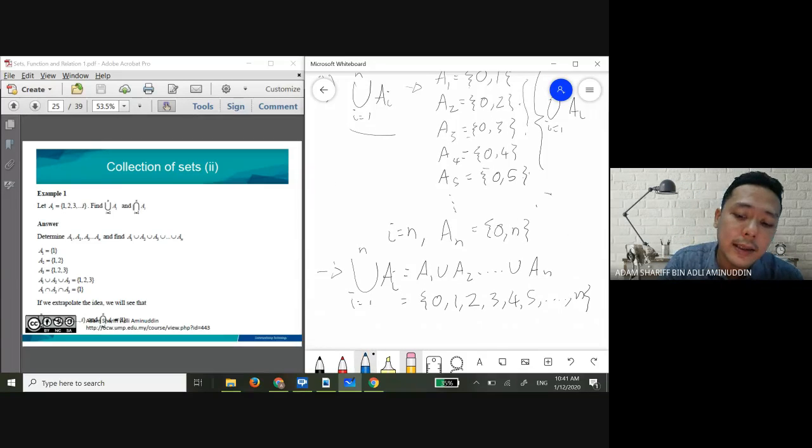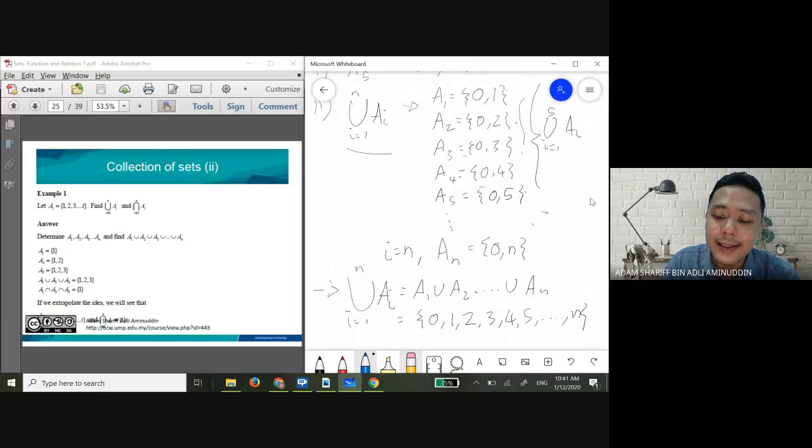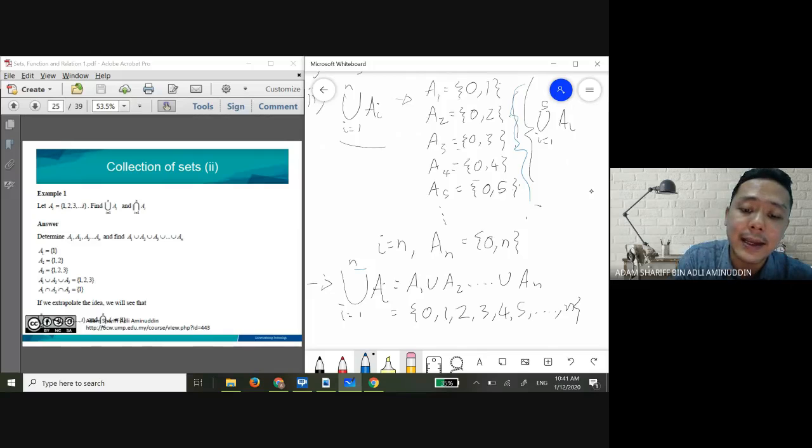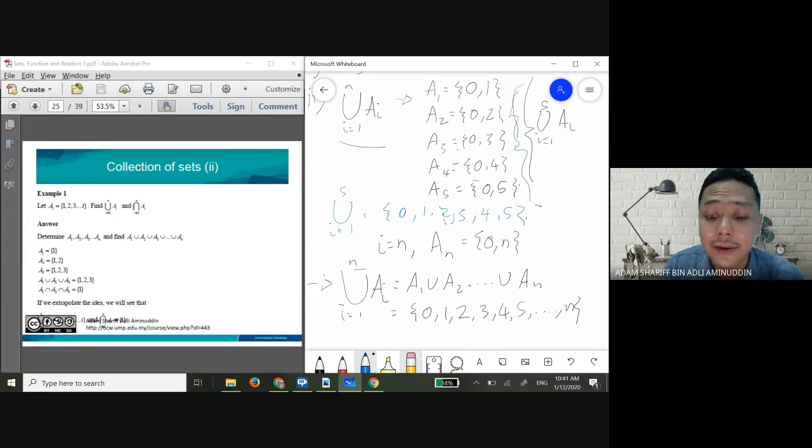So some of the things to assist you to imagine to represent this thing until n is you list down several small values first, then you can see the pattern. That is, if this is until 5, I equals to 1, the answer will be 0, 1, 2, 3, 4, 5. Ini kalau n equals to 5. Kalau I equals to n, then it will be until n. So ini akan jadi dia punya jawapan.